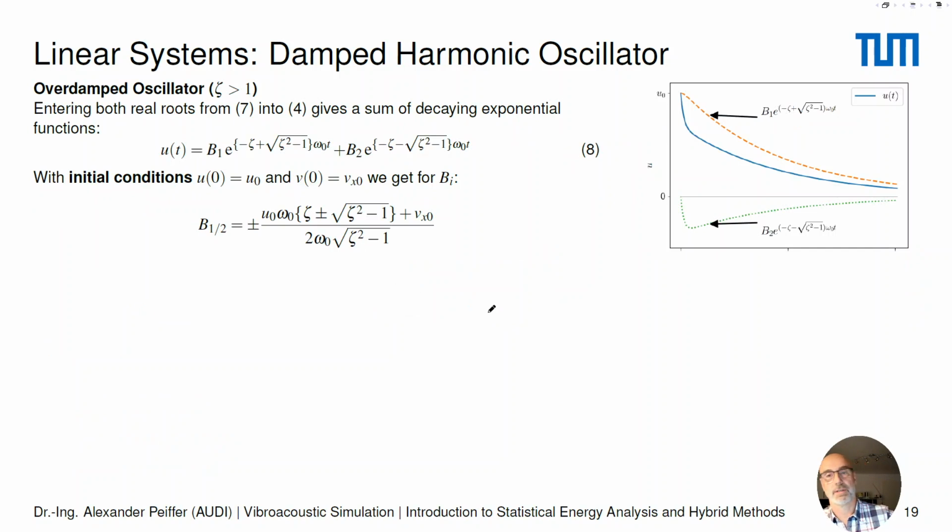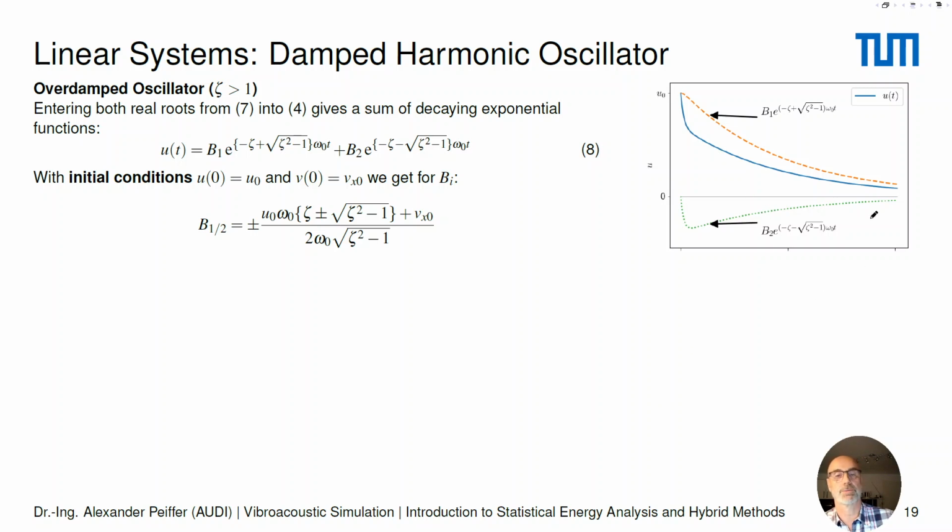Let's start with the not so resonant case, which is the so-called overdamped oscillator. When we enter both roots from equation 7 into 4, this gives a sum of decaying exponential functions, so not a real oscillation. And in the figure here, we have this giving this result with two expressions, B1 and B2. And if we enter the initial conditions like the elongation at time 0 or the velocity in x direction at time 0, we get for the two different values B1 and B2 the expressions given here.